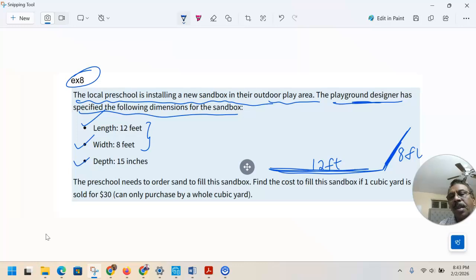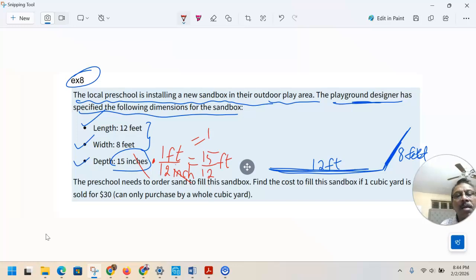Okay, this is 8 feet, but the height is given in inches. So we have to first convert this 15 inches into feet. And you do know 1 foot is 12 inches. So you're going to multiply this, and when the inches cross out, you get 15 divided by 12. If you work this out, that answer turns out to be 1.25 feet.